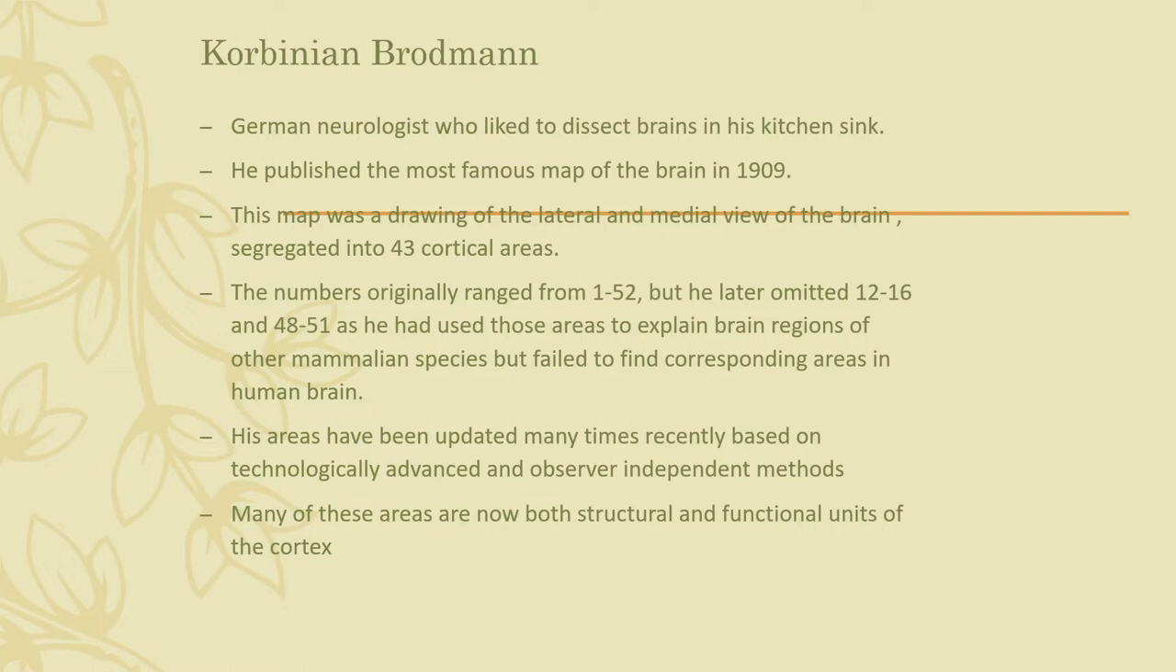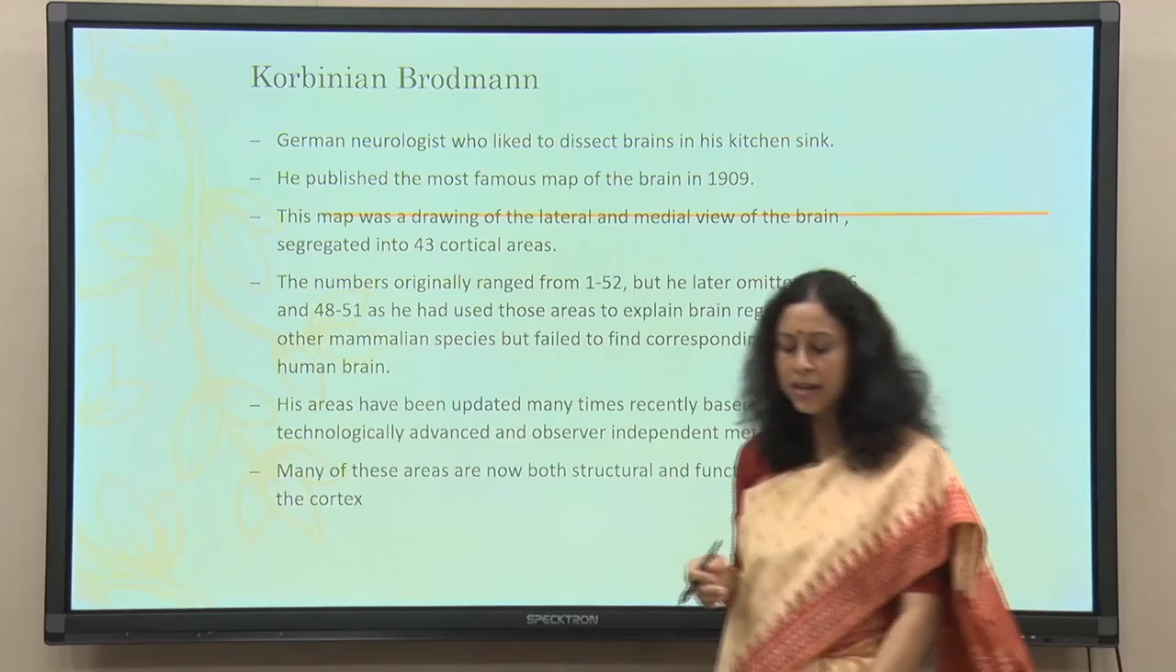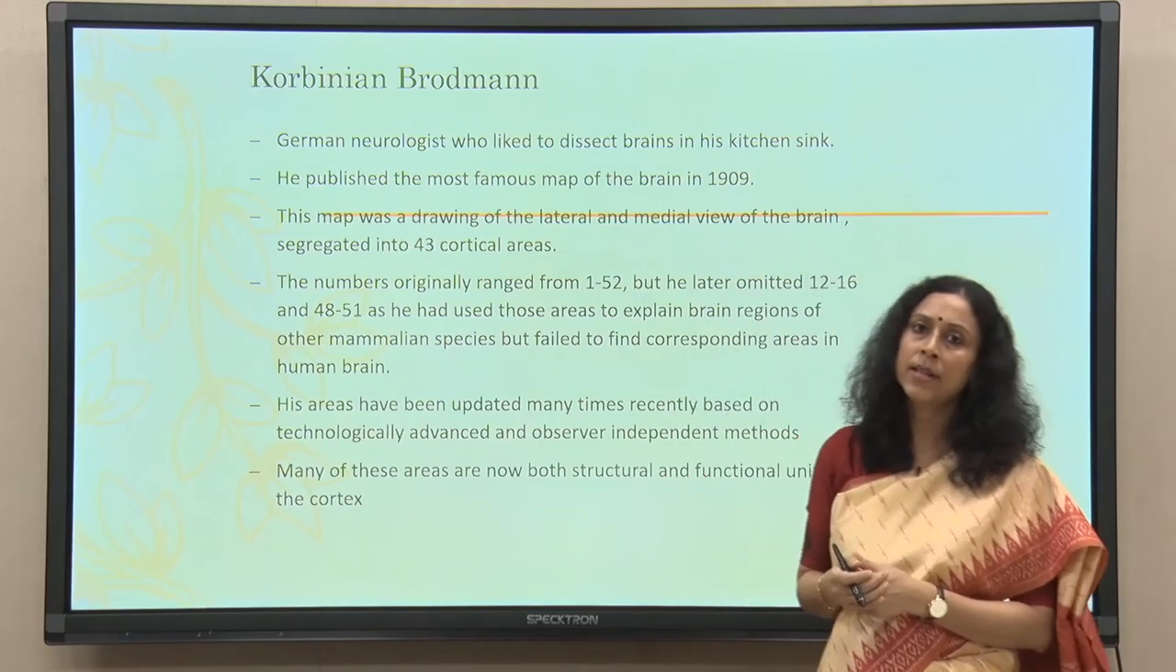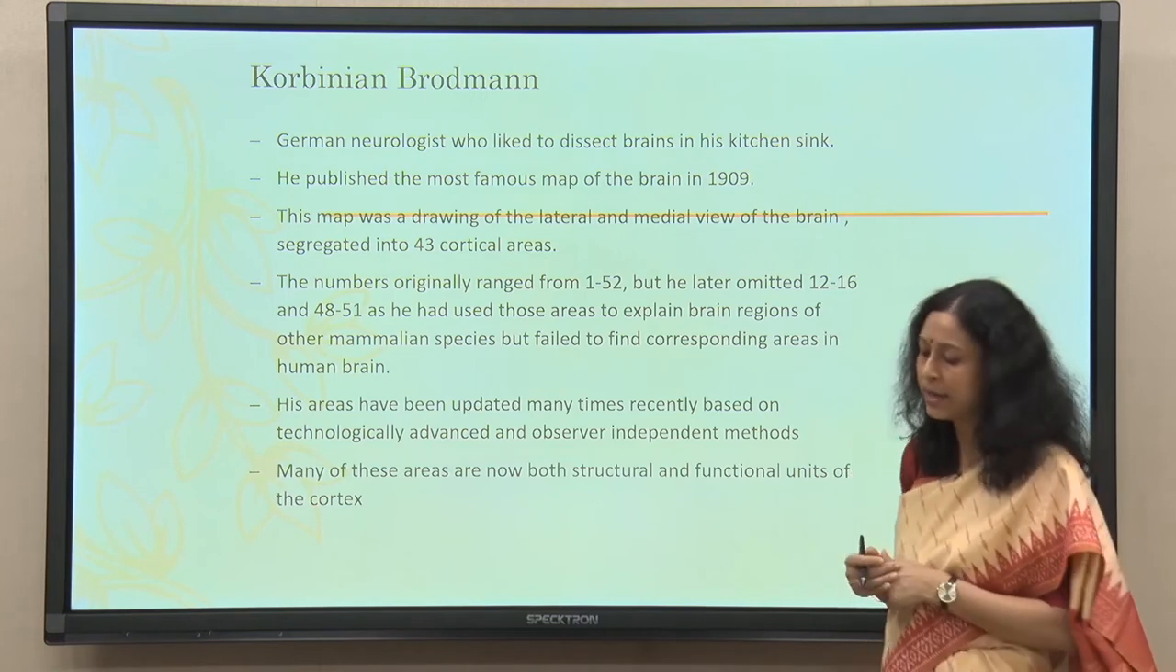Then we go on to another important way of organizing the brain, that is, we now move on to Korbinian Brodmann. Brodmann's areas are still used. He published his findings in 1909, and they are still used. Much of his areas are still in use after some revisions. He was a German neurologist. He drew a map of the lateral and medial view of the brain and segregated it into 43 cortical areas. Of course, it was not only the human brain that he dissected. He had dissected a lot of other mammals' brains as well.